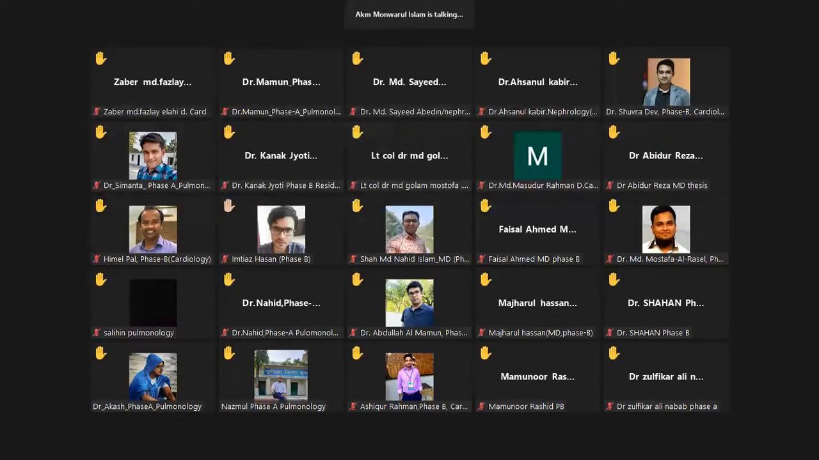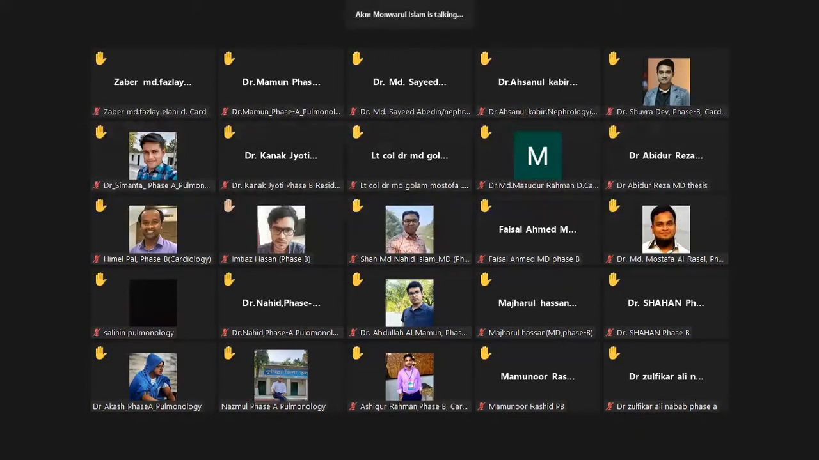Another one, the mean gradient will be less than 40 millimeter mercury, but the stroke volume will rise beyond 20%. So stroke volume will increase, but the mean gradient will not increase. It will remain within 40 millimeter mercury. And this is called pseudo severe aortic stenosis. These types of patients will not be appropriate for aortic valve replacement at that time, but they must be under follow-up.